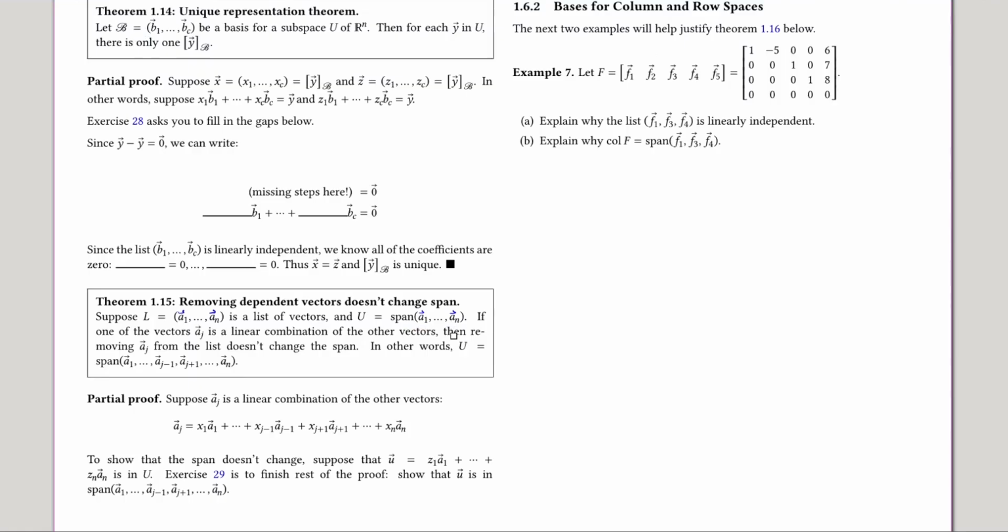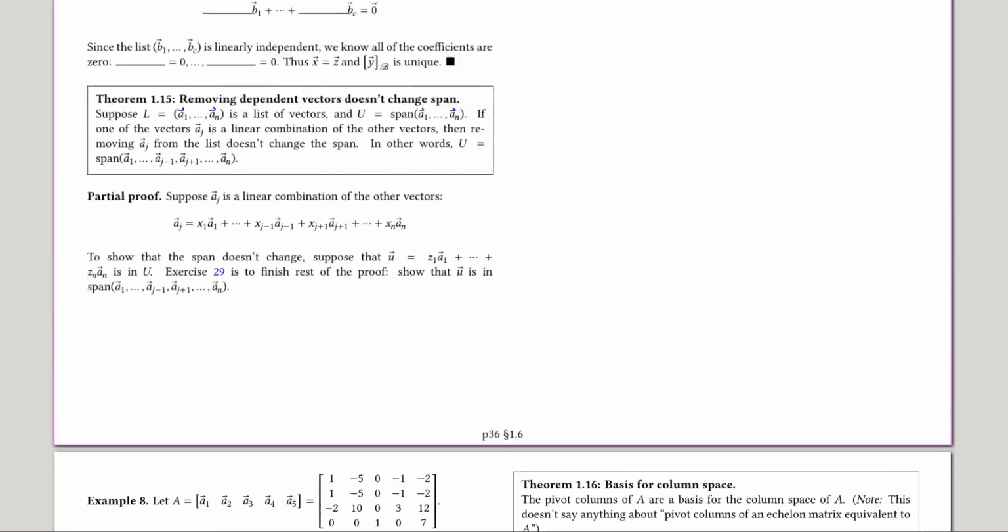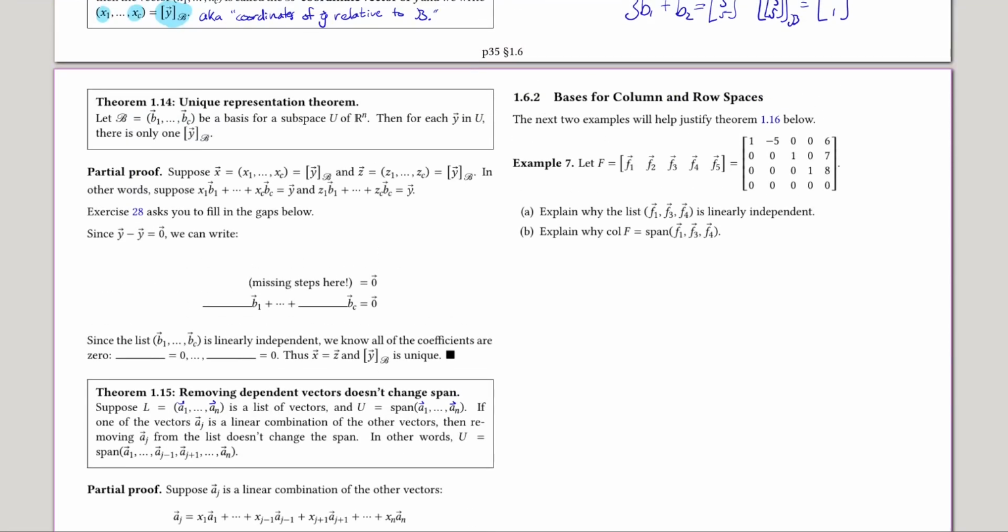Now these theorems are needed to actually prove the theorems we're going to look at next, but we'll do that in another video.